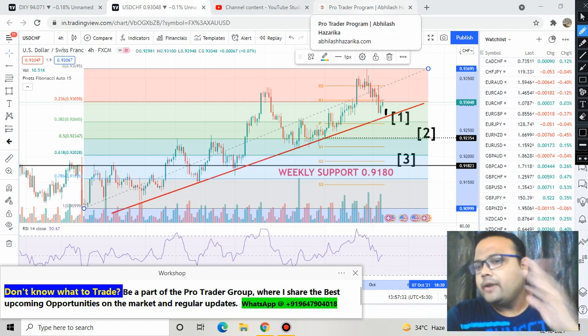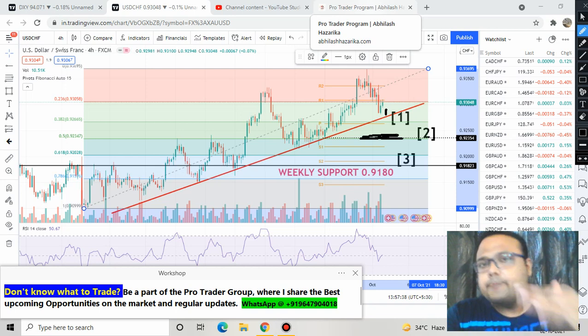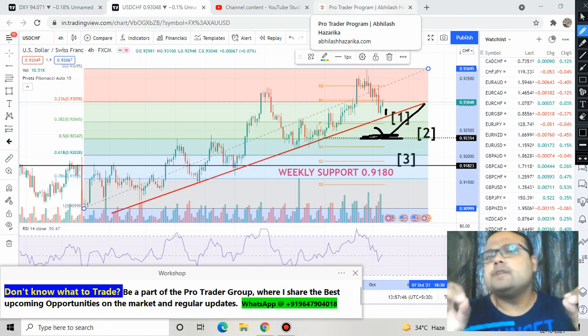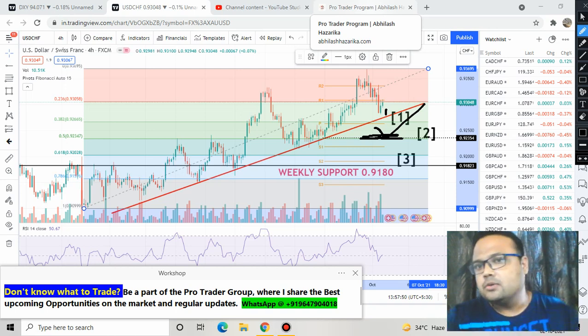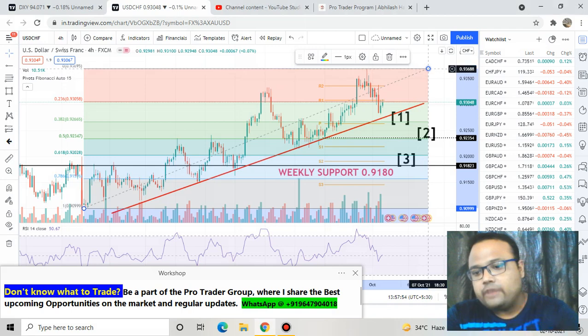Wait for the market to hit the 0.9235 level. This is the 50% retracement level, and there is a good possibility of market bouncing from it. So if you find market bouncing from the 50% retracement level, you can again go for a buy. This is your second trading opportunity, buying at the 50% retracement level.